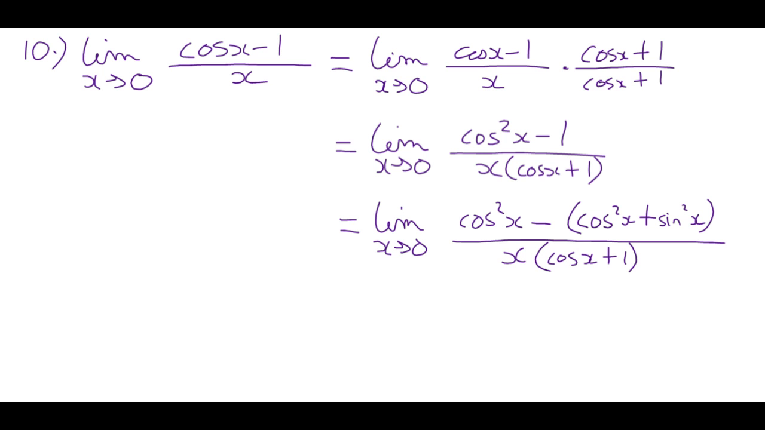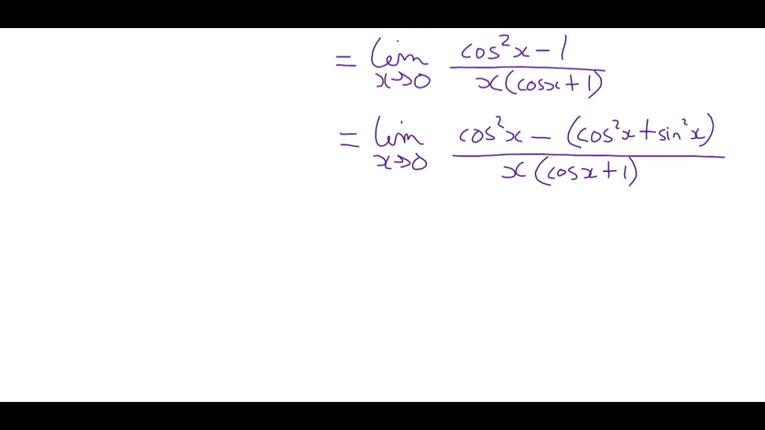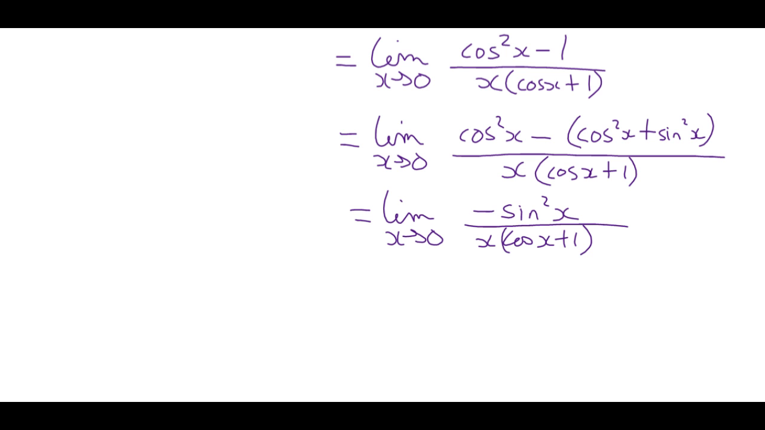I mean, ultimately our goal is to get rid of that x on the bottom, right? Because the x on the bottom will be a 0 and you've got problems. You can't divide by 0. Okay, so what does the top simplify to? Negative sine squared x. Positive. Okay, so we got a negative sine squared x.